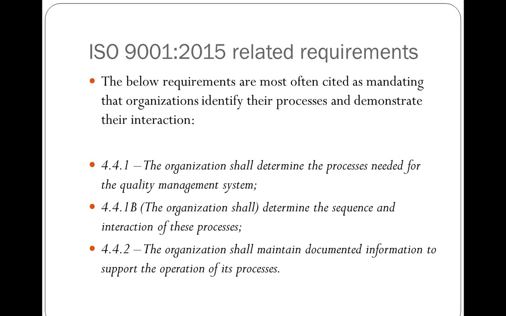Now, the requirements in 9001-2015 are very similar, but with one nuance of difference. Again, they're closely related in terms of the section that they come from. They're all rooted in Section 4. In 4.4.1, in the main paragraph, it states first that the organization shall determine the processes that are needed for the quality management system. It continues in subclause B, where it states that the organization shall determine the sequence and interaction of those processes. And then in terms of having it on the record, it states in 4.4.2 that the organization shall maintain documented information to support the operation of its processes.